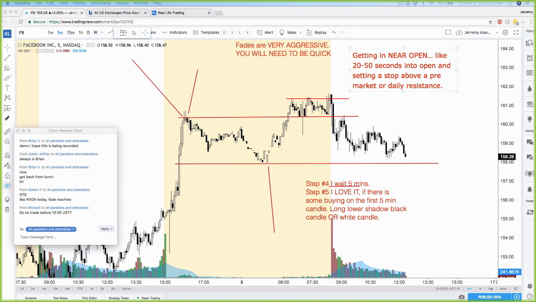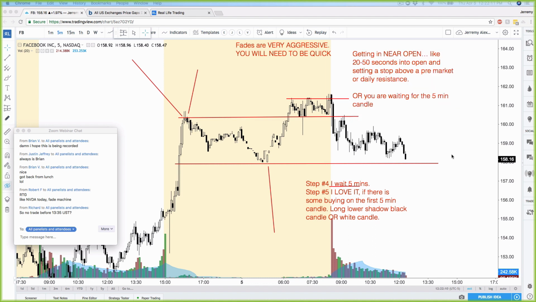All right, so again, this is bearish fades, or you are waiting for the 5-minute candle. It's really one of those 2 steps. Simple as that. So pretty much as soon as it opens, you are shorting, you have a short open, and you are setting some stops. Which means, I think this is kind of obvious, if you're getting in near open, it means you've already begun to plan that trade 10, 15 minutes before market opens.